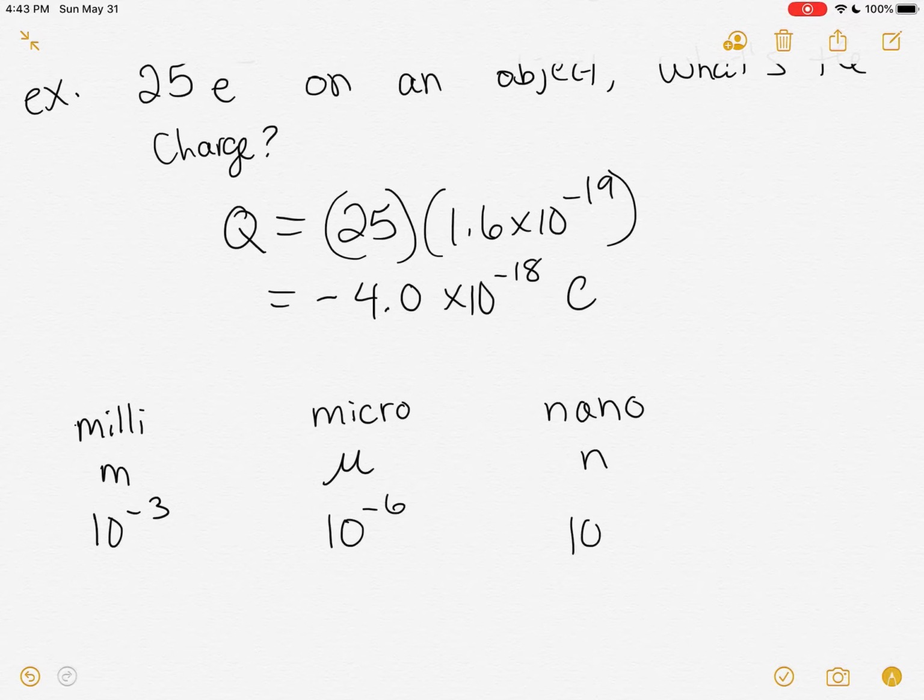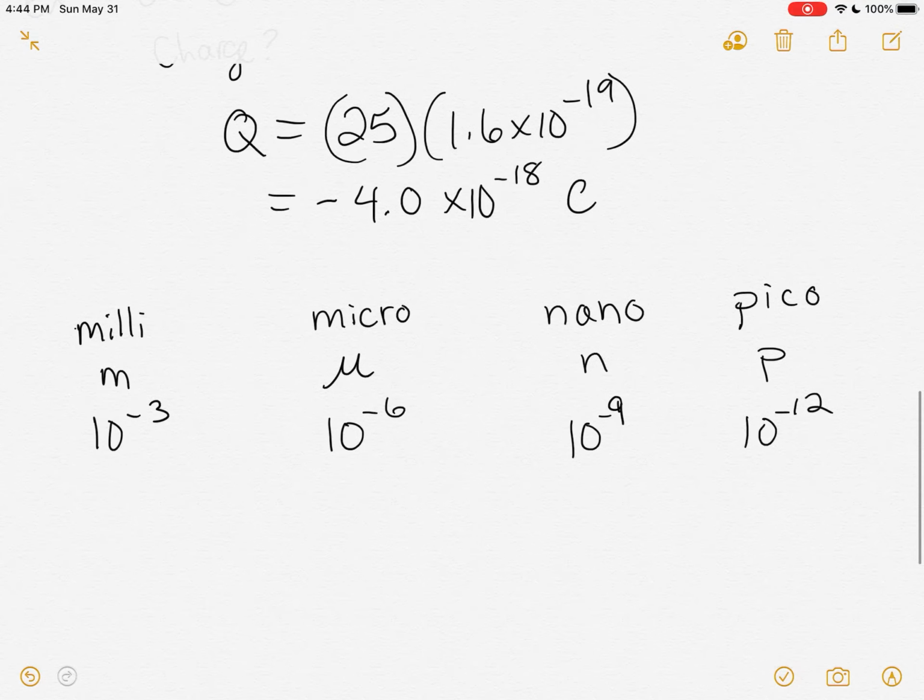Nano, which we use a little n for, is 10 to the negative 9. And then pico, which uses a little p, is actually 10 to the negative 12. Okay, so just like when we're using those larger units like mega and giga, we also could now be using some of these smaller units like milli, micro, nano, pico. And so you want to keep that in consideration.